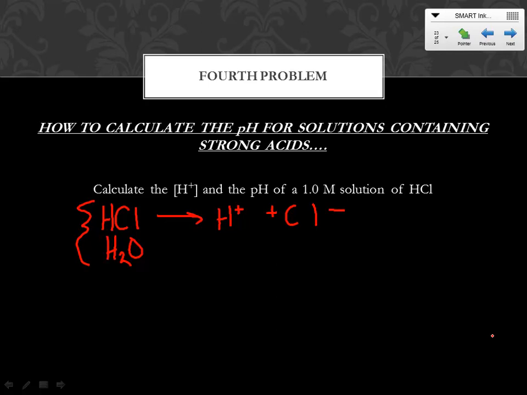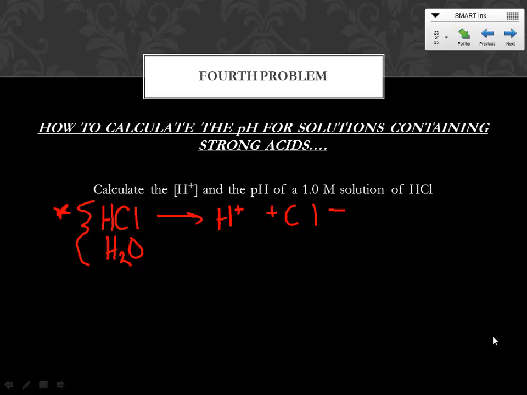So in this way, if we look at this reaction and we compare the HCl with the H2O, we can determine that this is going to be the dominant source of H plus in this solution. Okay. While the H2O does dissociate, the HCl is going to provide the majority of the extra H plus ions that are floating around in the solution.